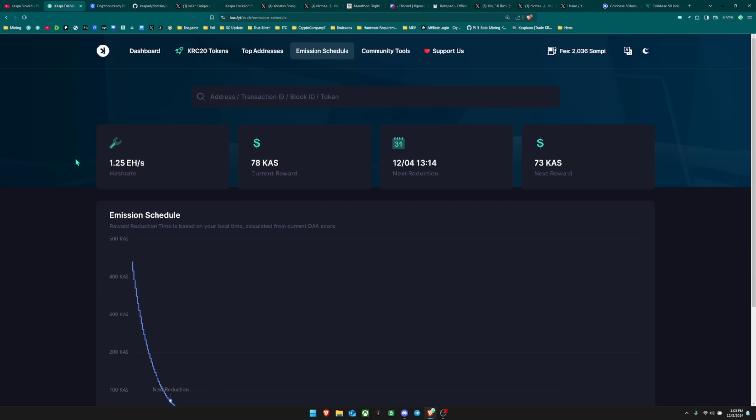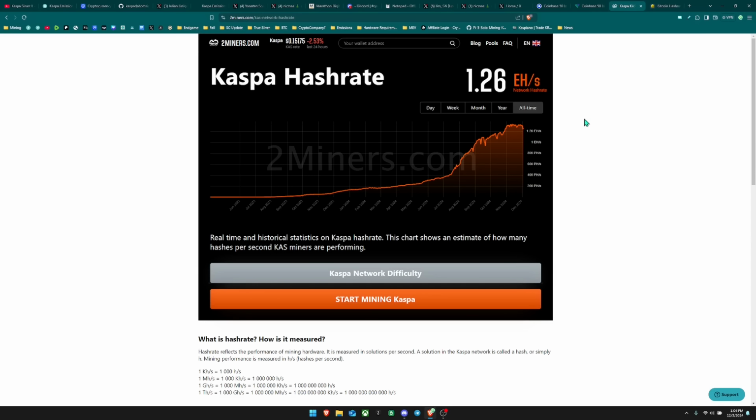We also see that the current hash rate is sitting at 1.25 exahash. And if we were to look at Bitcoin, Bitcoin is currently sitting at about 800 exahash. And if we're looking at the hash rates of both Kaspa and Bitcoin, you can see that they're very similar, where they are pretty low in the early days and then have this absolutely crazy rise, basically continuing to make new all-time highs.